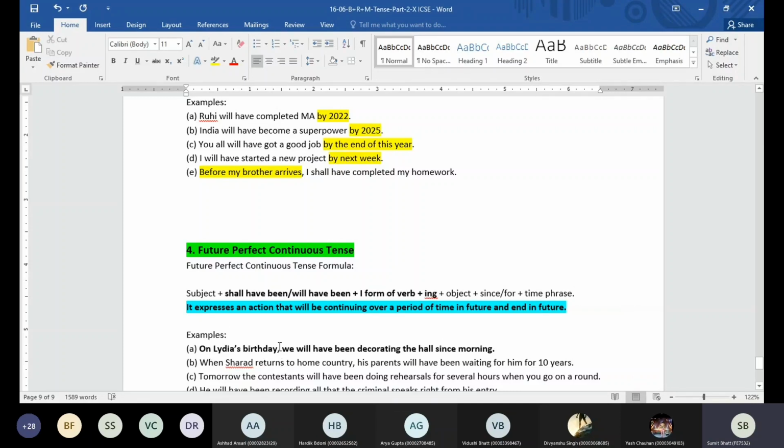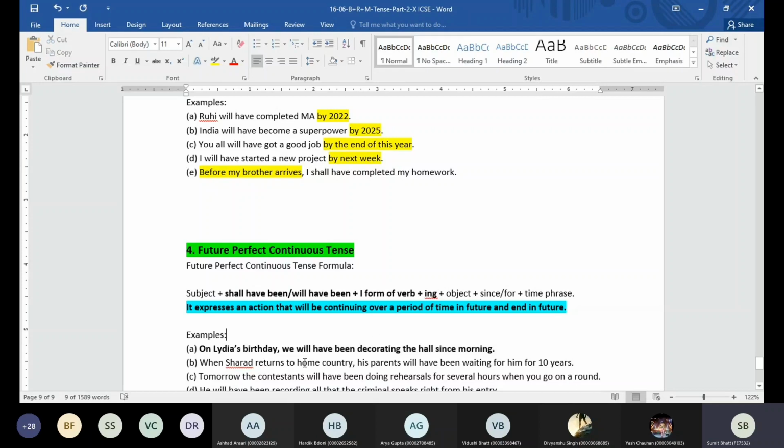That's not today, but on Sunday, we will have been decorating the hall since morning. That means this action will be continuously going on until a certain time on Sunday. Since morning till a certain time, the action will be completed then and there. But it will be going on until a certain time on Sunday.